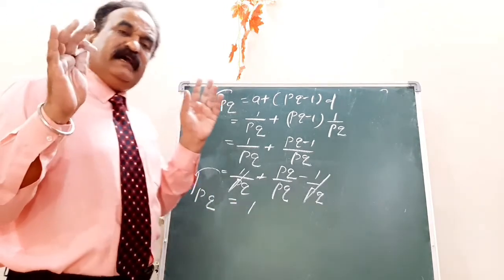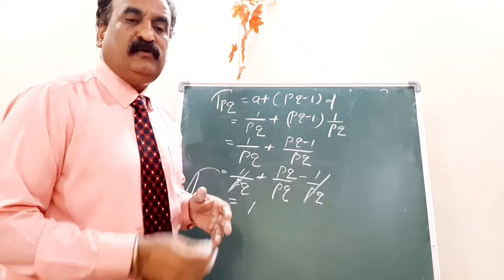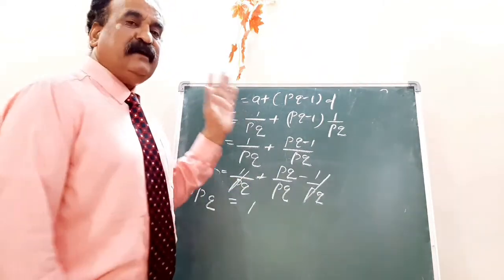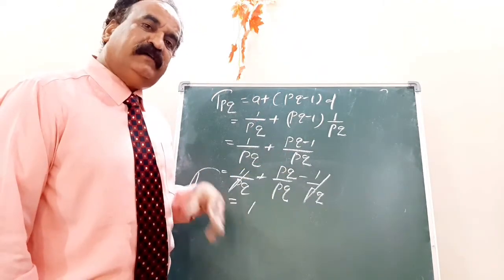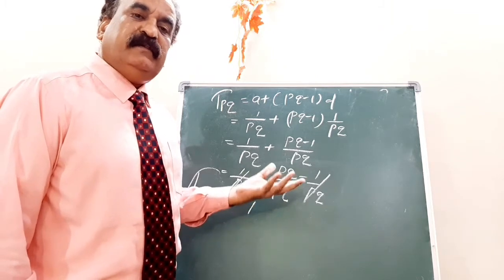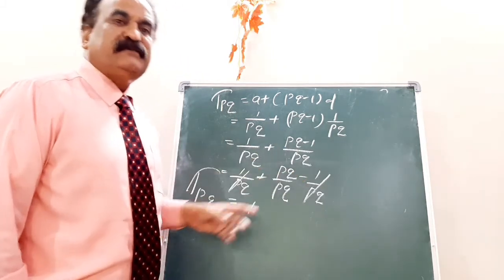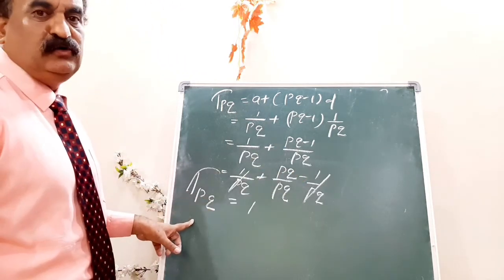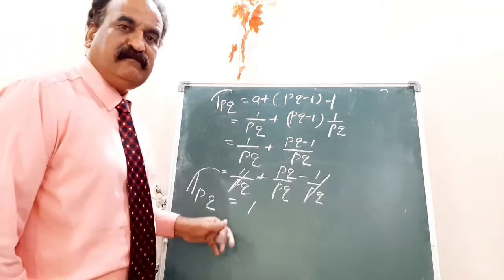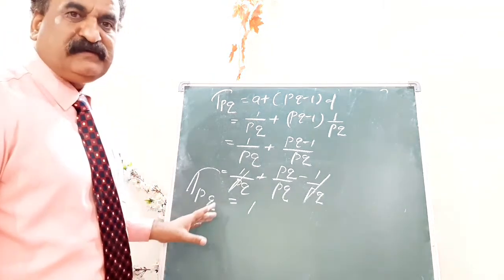So sometimes they ask in the question paper like this also. If the pth term is 1 upon q and qth term is 1 upon p, then show that the pqth term is 1. In this way you have to do. The pqth term is 1. I hope this is clear to you.